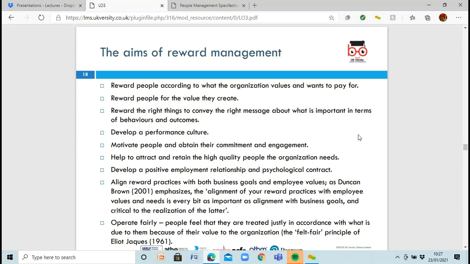So when you're aligning rewards with business goals and employee values, as Duncan Brown says, this emphasizes the alignment of your reward practices with employee values and needs is every bit as important as alignment with business goals and critical to realization of the latter. So in the end, you've got to operate fairly so that people feel that they're being treated fairly and in accordance to what is due to them and due to their value towards the organization.